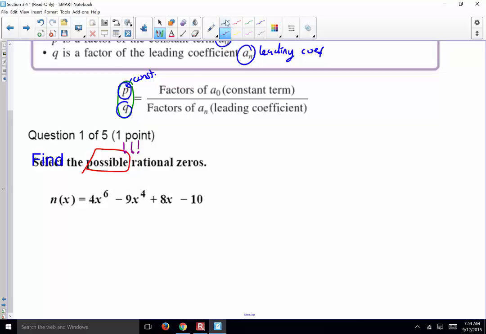So what is that list? That list will consist of p over q's. P is the factors of minus 10. So you're going to list the factors of minus 10 here.